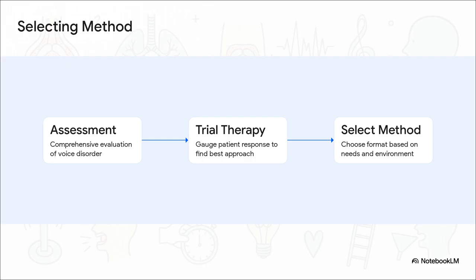Now, why is trial therapy so absolutely crucial? Because voice therapy is incredibly individualized. An exercise that works magic for one patient with nodules might completely rack the vocal cords of another. Trial therapy stops you from wasting weeks on the wrong path. Once you see how they respond, you pick the best format, whether that's structured, intensive, group, or even teletherapy.